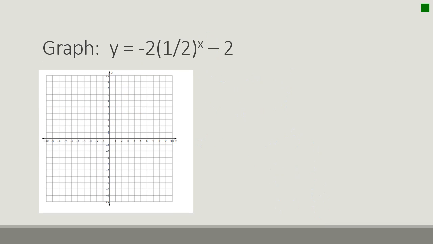Right? Next example. Now this time the 1/2 is going to give us decay. Okay. So we're not going to go right or left, but we're going to go down 2.